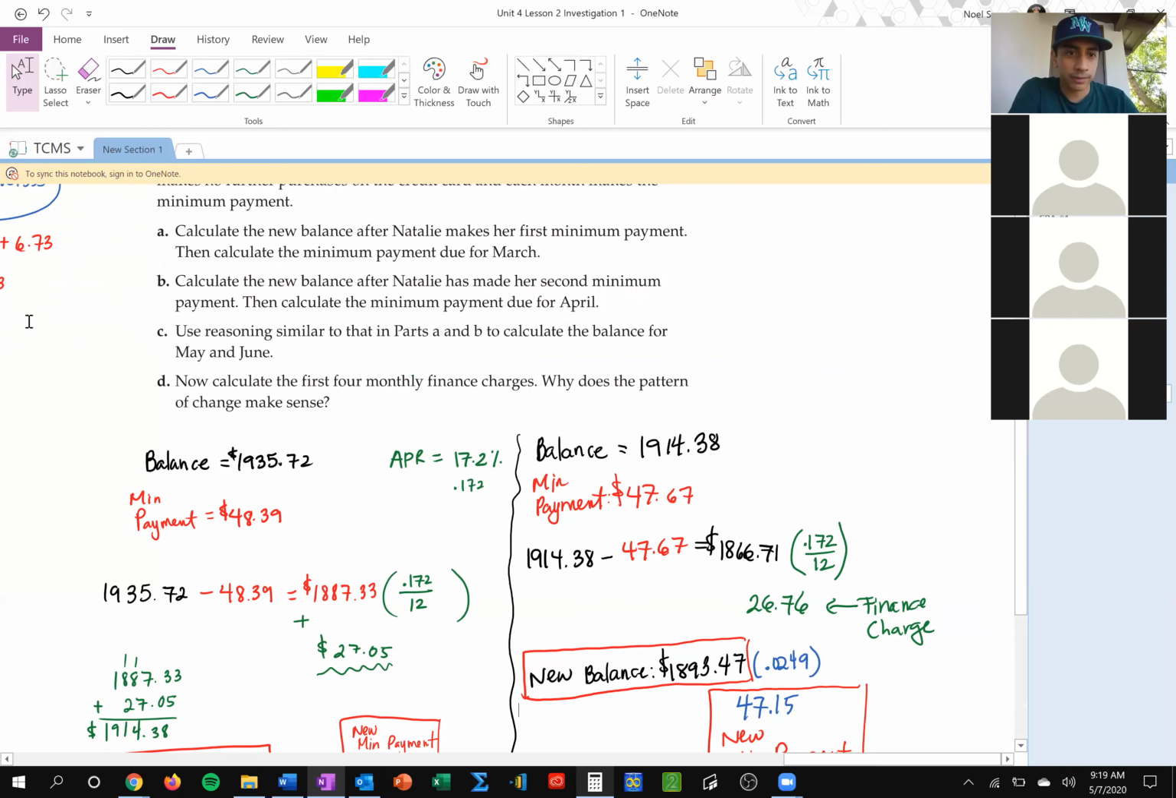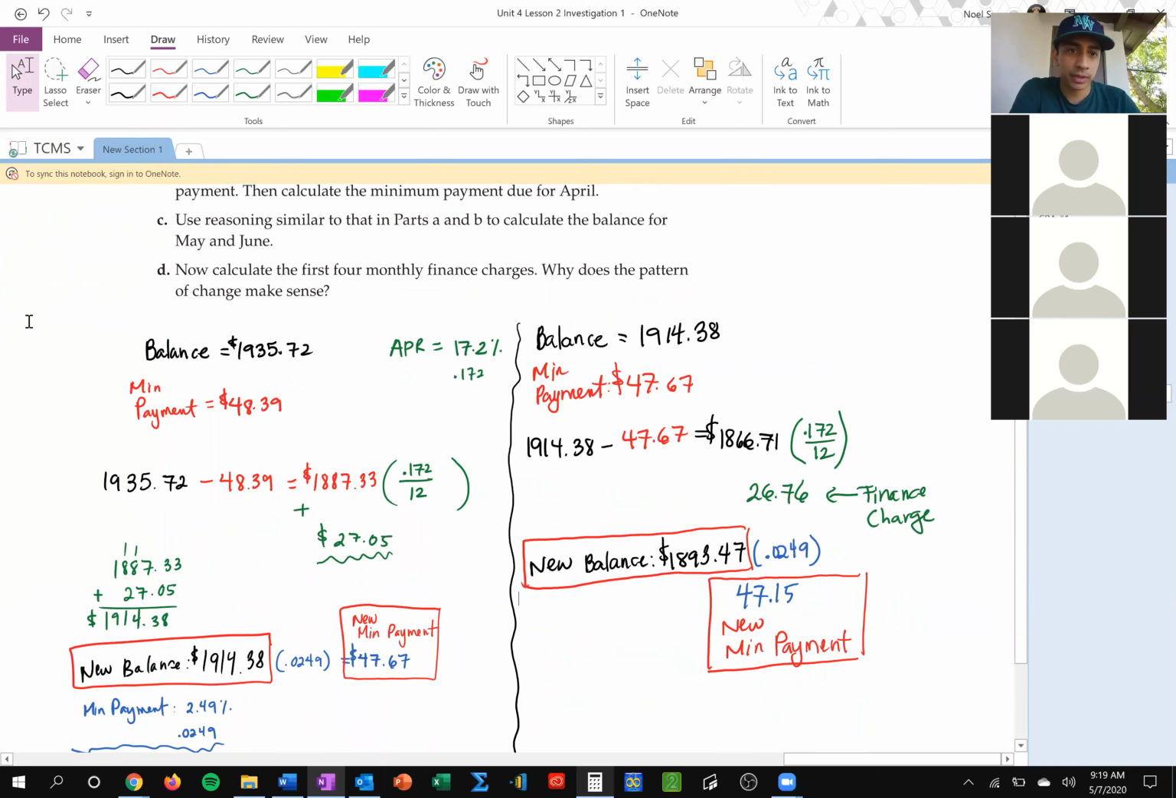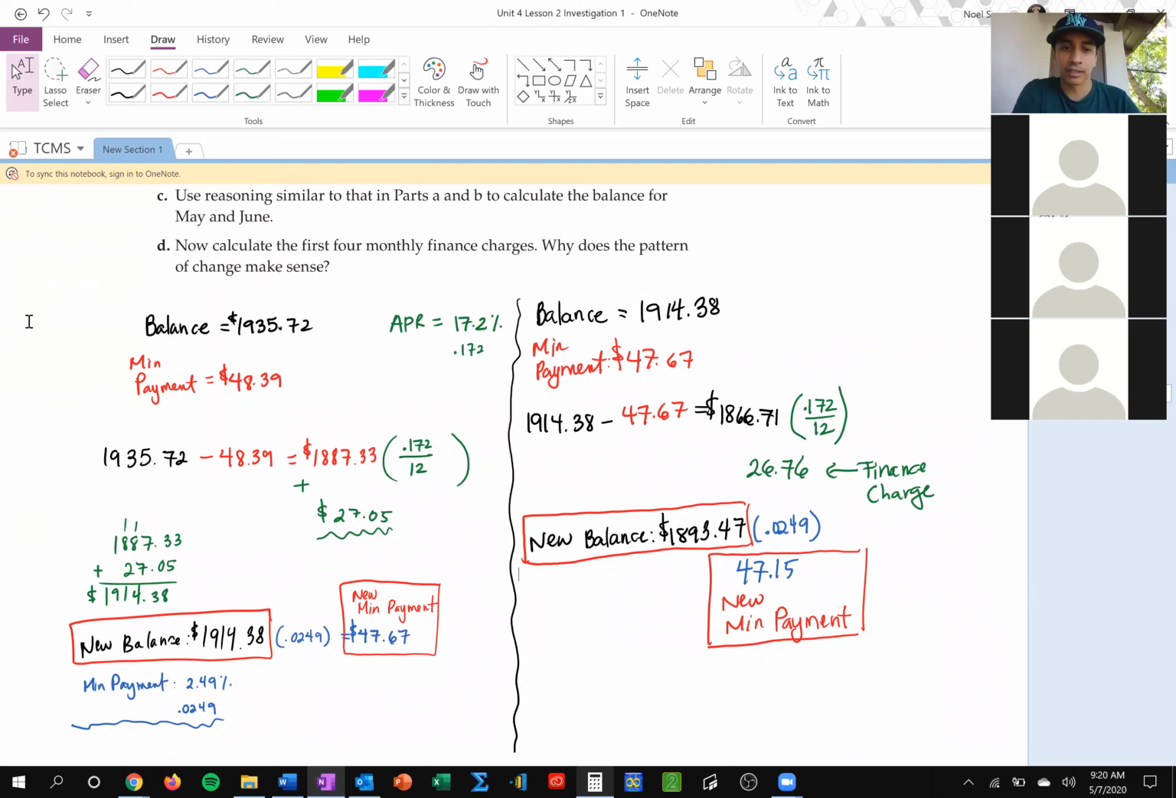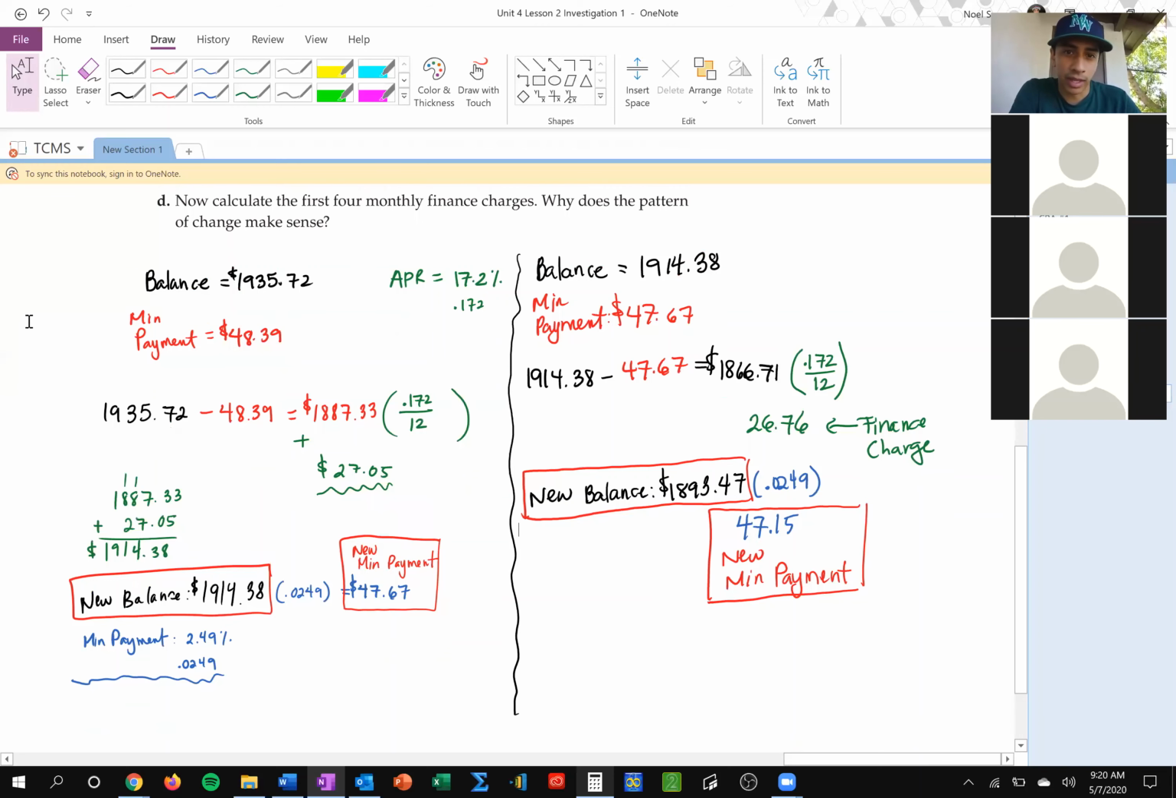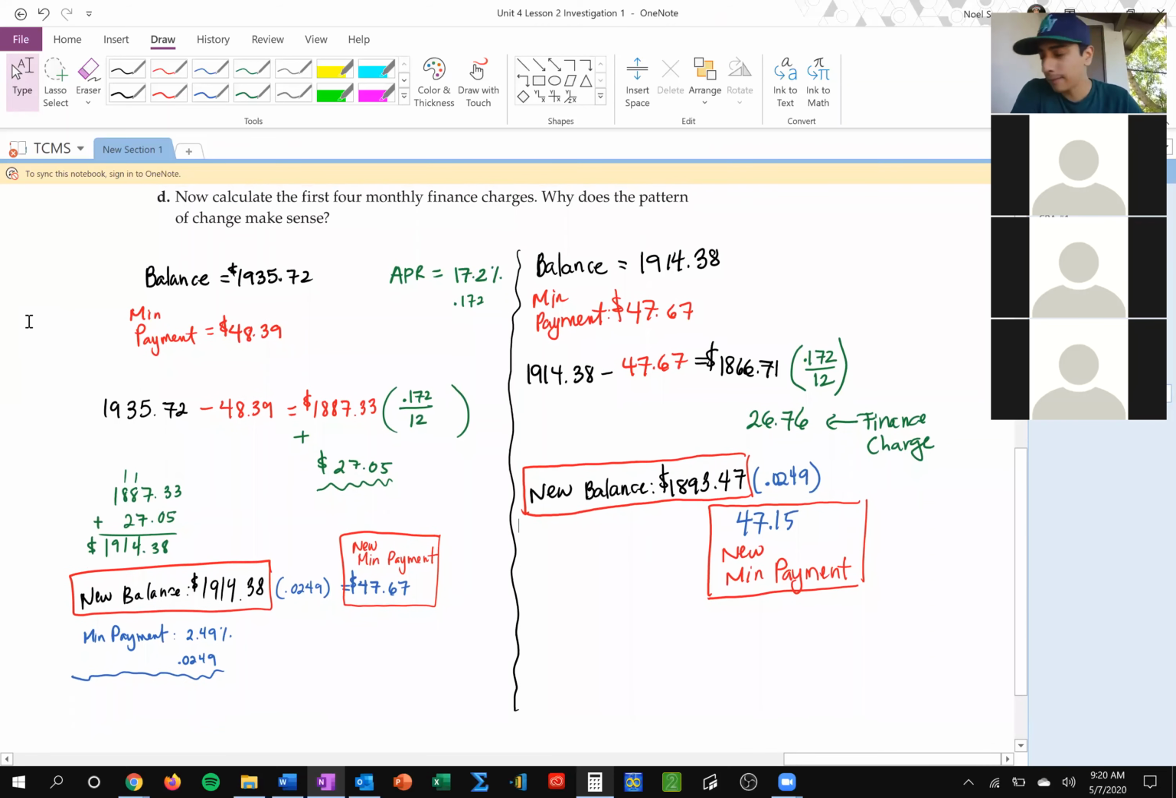All right. Okay, then it talks about using similar reasoning to the parts in A and B to calculate the balance for May and June. We're gonna go ahead and skip that. This is kind of a simple process. If anything, it's just time consuming. So we're gonna go ahead and just skip through it. And then it asks to calculate the first 4 monthly finance charges, and why does the pattern of change make sense? Okay, well, if anything, we can take a look at this.